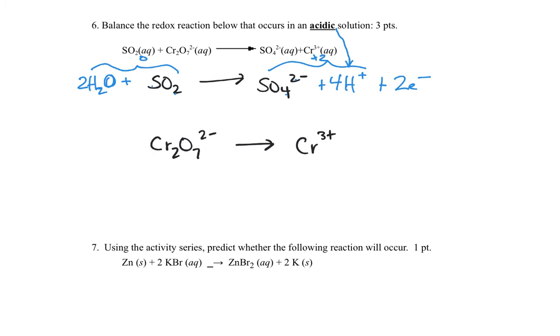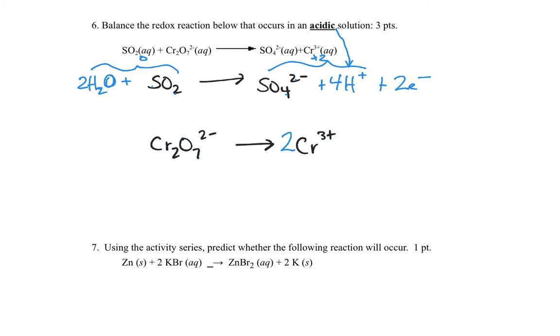So we have chromium oxide, and then we have chromium over here. And so we're looking here at this chromate ion. It has 2 chromiums, and we just have 1 on the product side, so I'm going to add a 2 out front here. So now my chromiums are balanced.